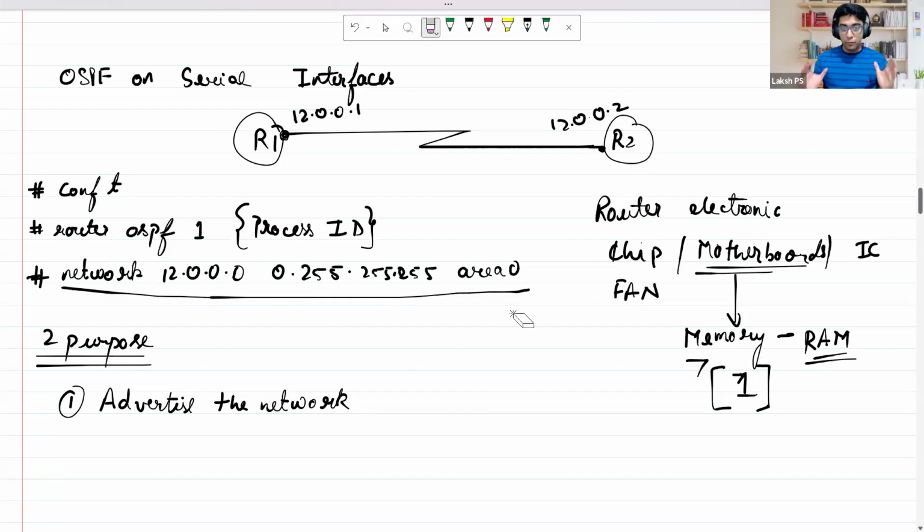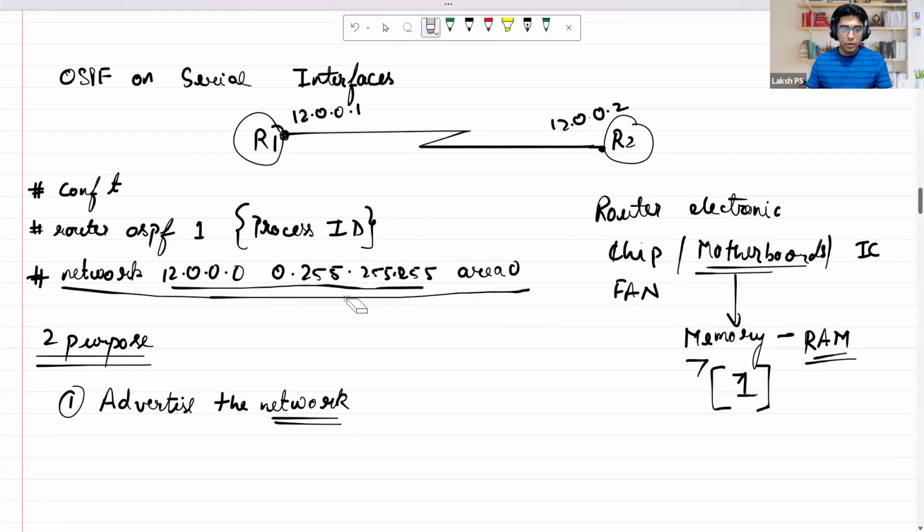Okay, please understand what routing is. In order for the router to route a particular traffic, that particular network should be present in the router's routing table, right? So over here, with the network command, we are advertising this particular network to other routers so that in their routing table, this particular network is present. That is the purpose of the network command, to advertise the network.